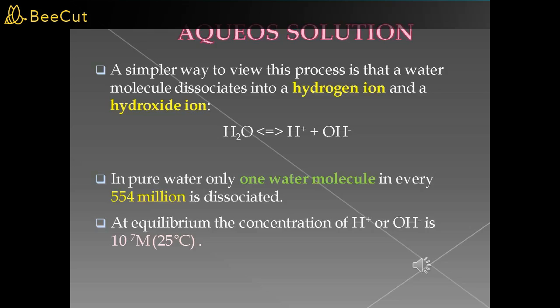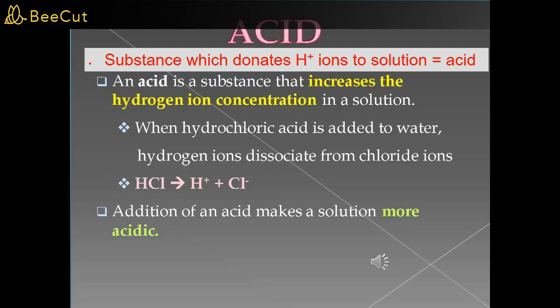Okay, now what is an acid? An acid is a substance which donates hydrogen ions, H plus ions, to a solution. So an acid is a substance that increases the hydrogen ion concentration in a solution. When hydrochloric acid, for example, is added to water, the hydrogen ions dissociate from chloride ions and transfer to the solution. So addition of an acid makes a solution more acidic.